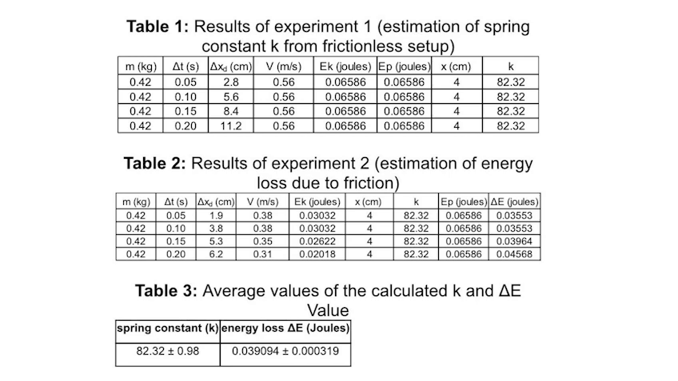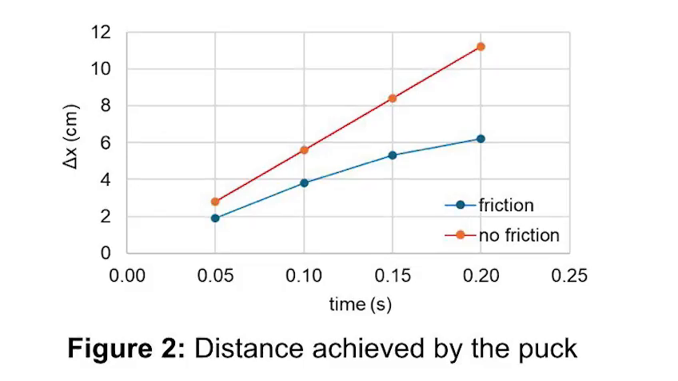These are the results of the experiments. The average energy loss was 0.039 joules, which aligns with the calculated spring constant of 82.32. This reflects the decelerating impact of friction, as seen in the reduced velocity and shorter distances traveled by the puck. This graph compares the distance the puck travels on two surfaces. In the first experiment, frictionless surface, and in the second experiment, surface with friction. This was also observed from the distance between dots.